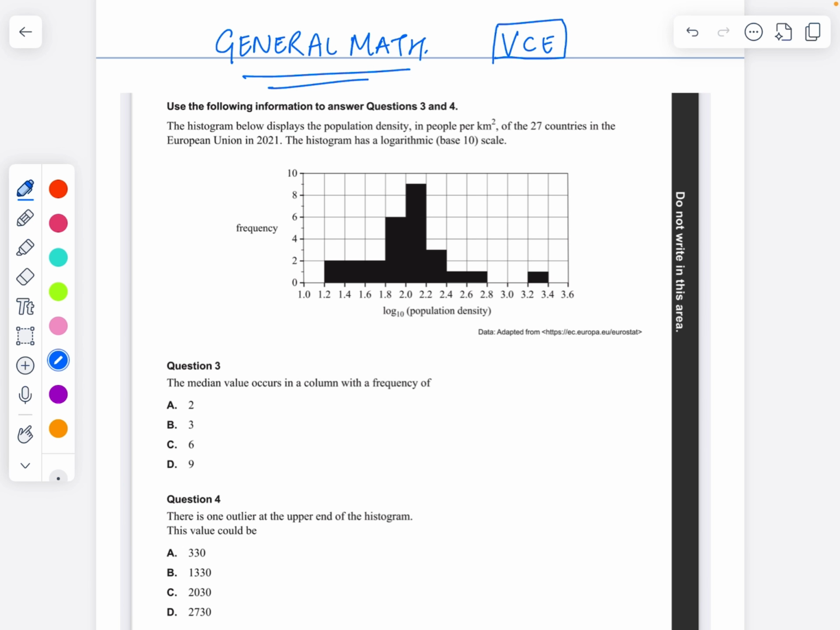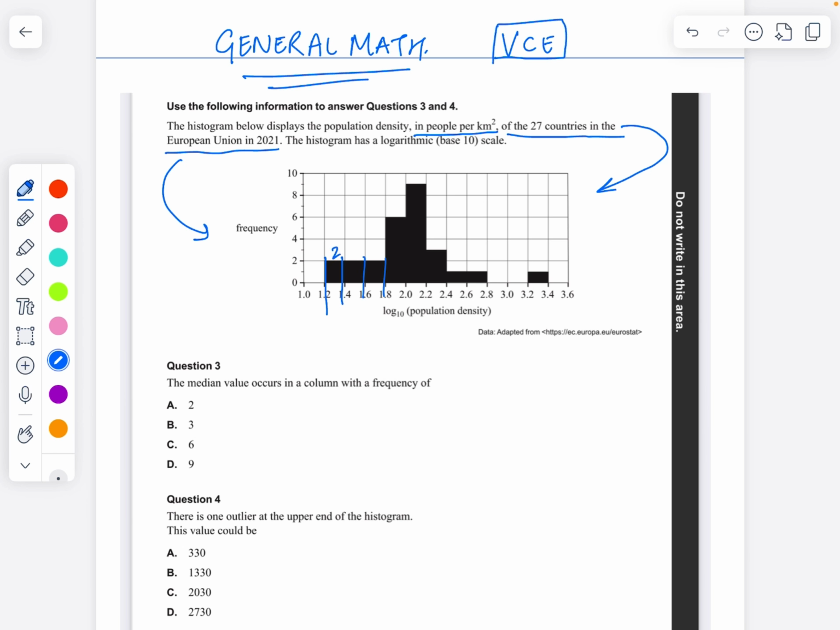We can see that the histogram below displays the population density in people per kilometer square. That means how many people there are per kilometer square of the 27 countries in the European Union in 2021. So we have been given data about the 27 countries. Now how do we exactly find out that this is for 27 countries? I'll let you know. We have been given these columns, as you can see.